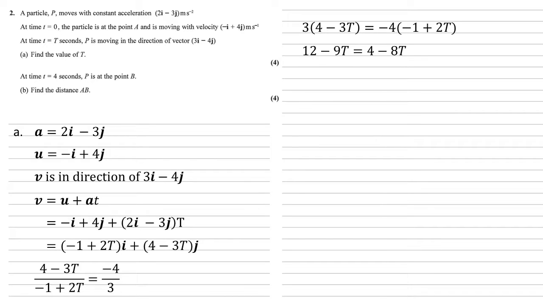So 12 minus 9t equals 4 minus 8t. Adding 9t to both sides gives us 12 equals 4 plus t. Hence t is equal to 8.